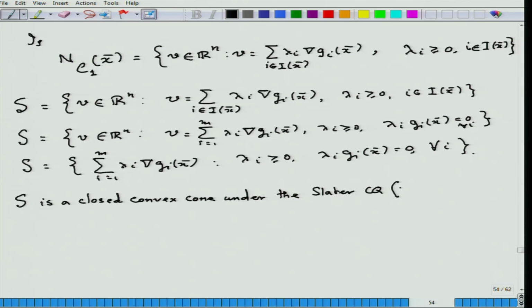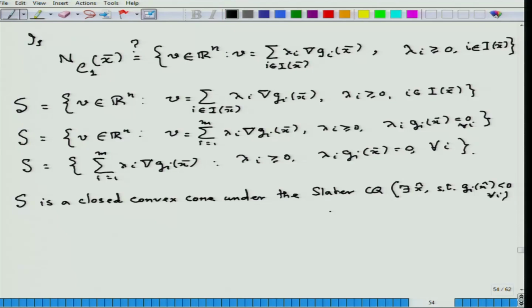which we have said earlier: there exists x hat such that G_i(x hat) is strictly less than 0 for all i. So, we are trying to figure out this question. Now, we will do it step by step. Let us look into the fact that it is a cone. That S is a cone is a very simple proof.